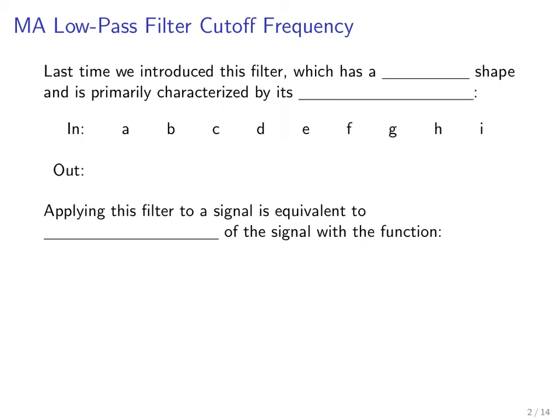So in the last lecture, we introduced moving average low-pass filters, and these filters have a rect shape. And they are primarily characterized by their window width, the width of the filters. Okay?